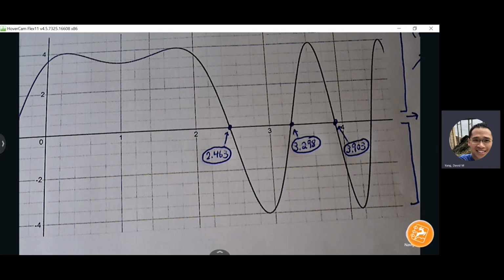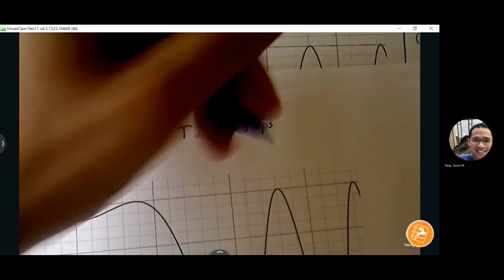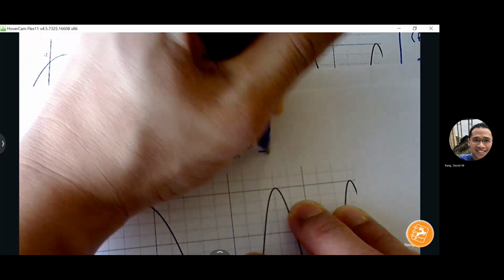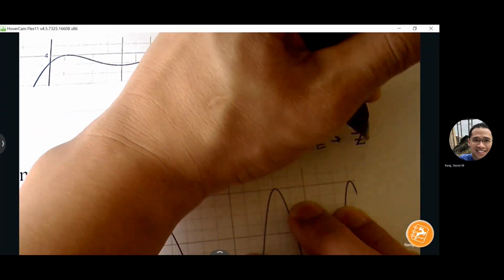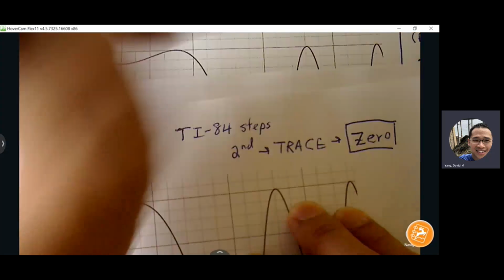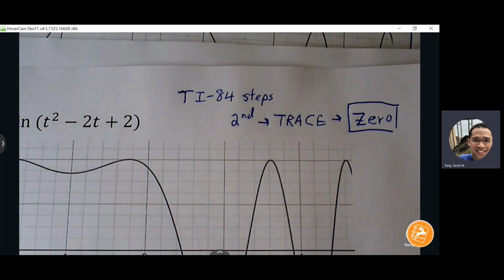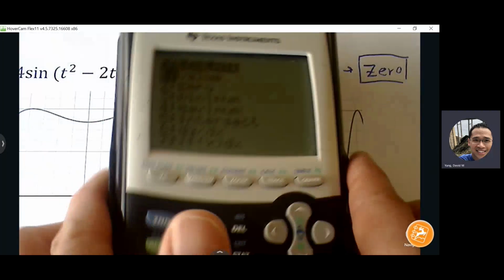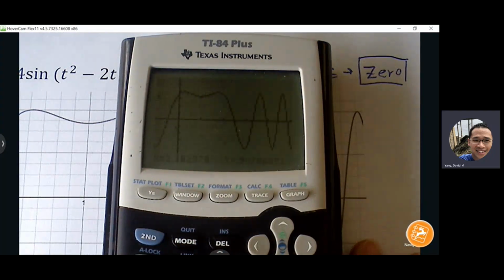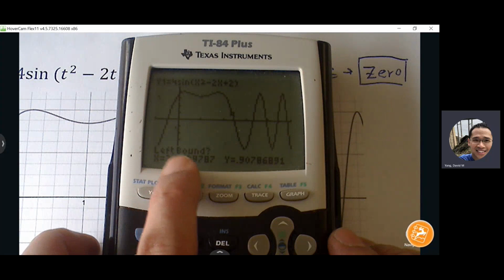But the way that you're going to do this, it's highlighted on page 19. But I'll just tell you what you want to do. Okay. You're going to go to second trace, and then you're going to select 0. 0 is asking the calculator to give you the x-intercept. So option 2, do you see that 0? Hit enter. Now you're going to see that word left bound.